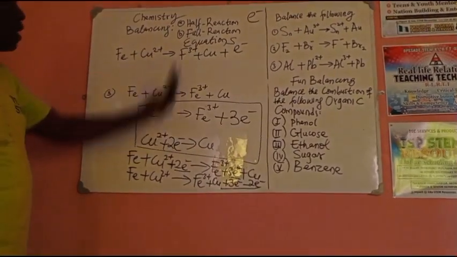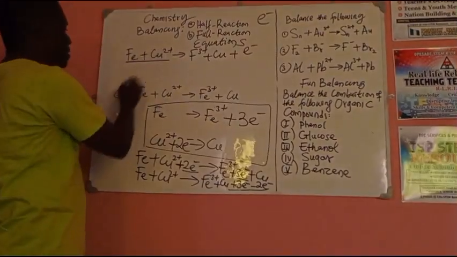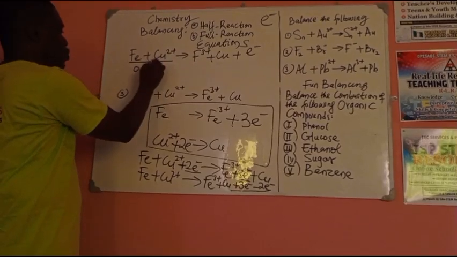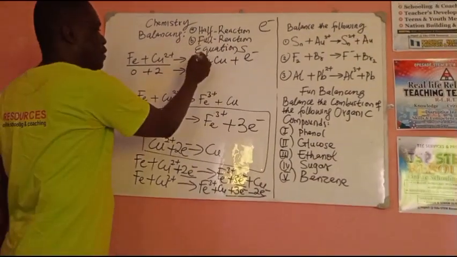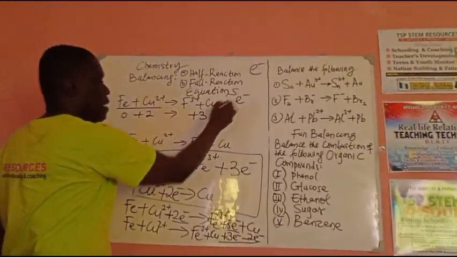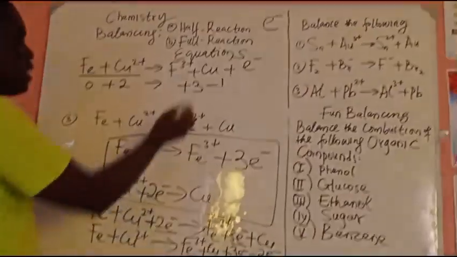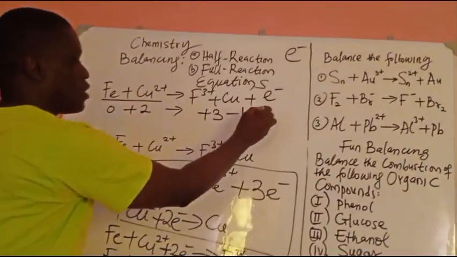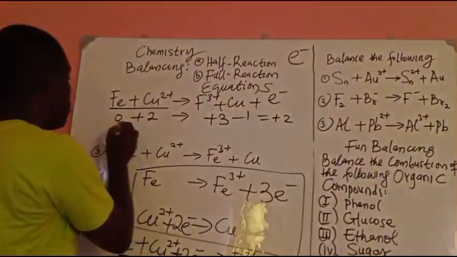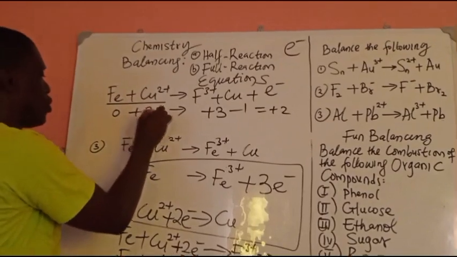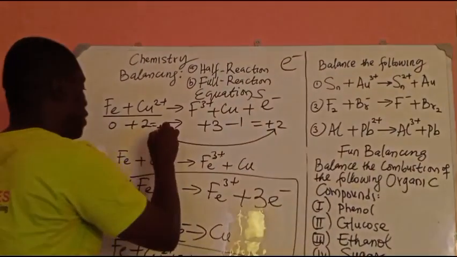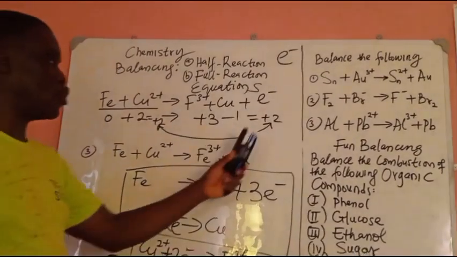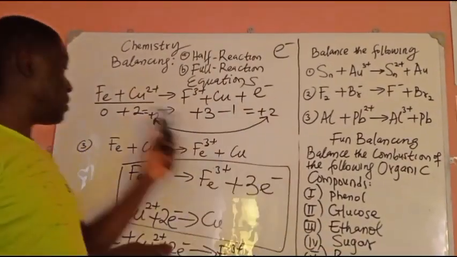If you check this now, at this reactant side, this is 0 plus 2. Now, let's look at it at the product side. We have plus 3 here, minus 1. Now, what is plus 3 minus 1? 3 minus 1, that is plus 2. So, 0 plus 2 equals plus 2. So, it's balanced. Plus 2 at the reactant side, plus 2 at the product side. It means the equation is balanced.